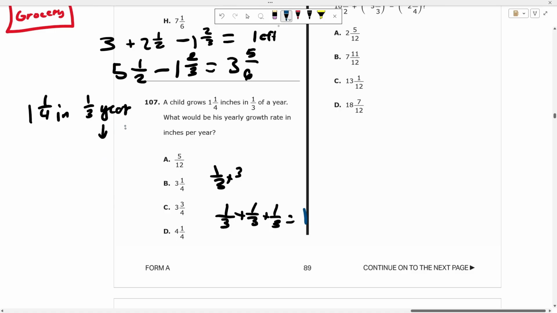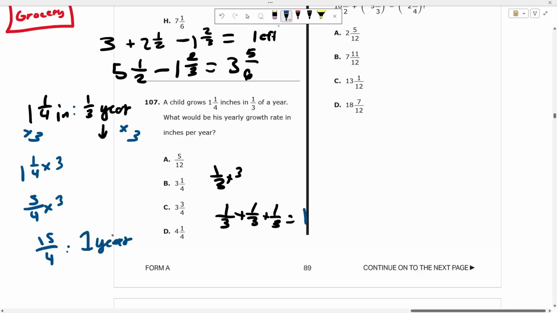So if I multiply both sides of this proportion, you're growing 1 1/4 inches every 1/3 year. 1 1/4 times 3 is the same thing as saying 5 over 4 times 3, or 15 over 4, which is how many inches he's going to grow in 1 year. And if I convert this into a mixed number, I'm going to get choice C, which is 3 3/4. But the process is still simple.